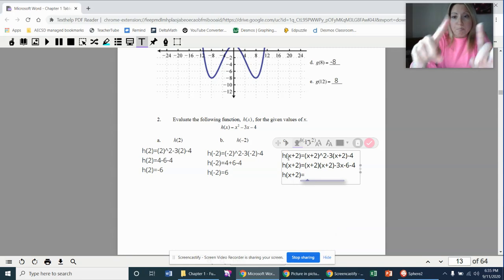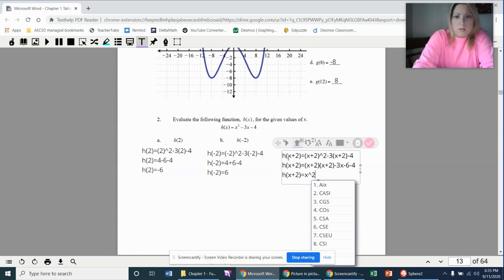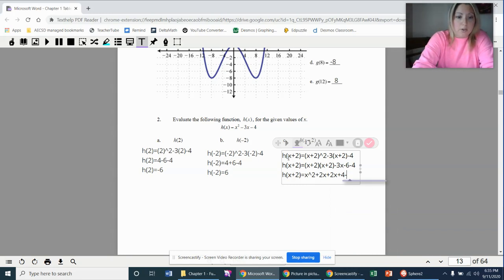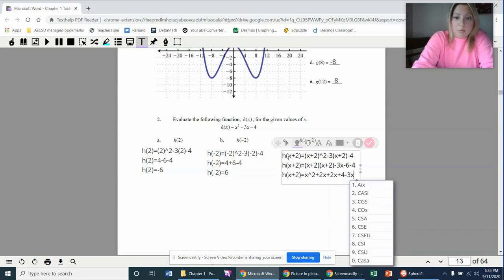Let's FOIL. x times x is x squared. x times positive 2 is plus 2x. And I do that again, so another plus 2x in the middle. 2 times 2 is plus 4. And now I'm just going to bring down all the other terms that I've already had but haven't used yet.